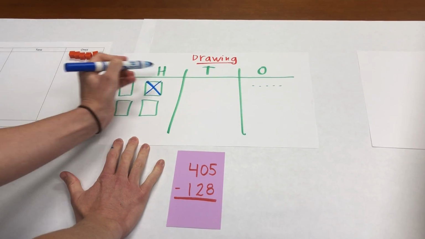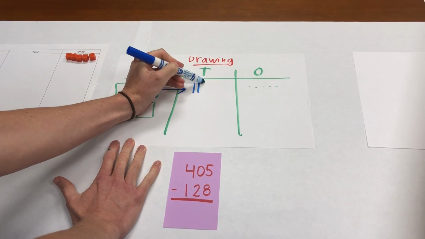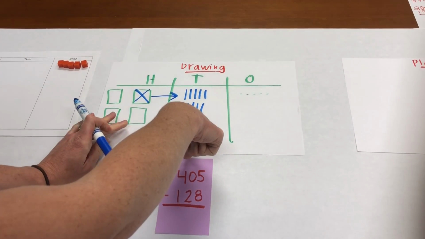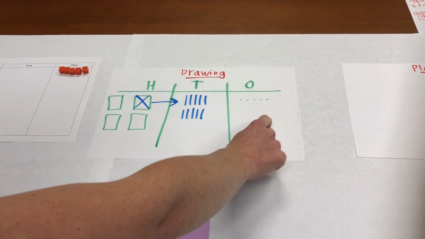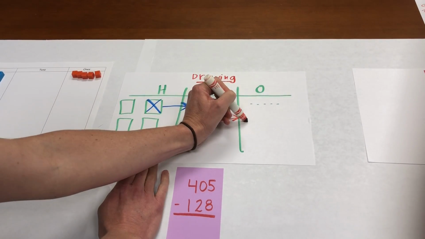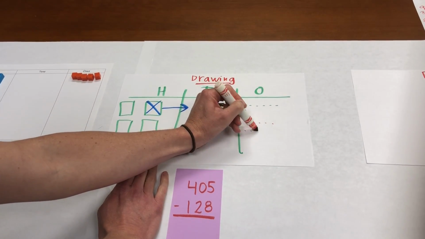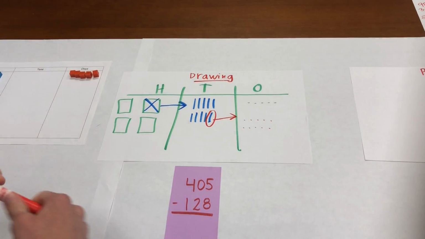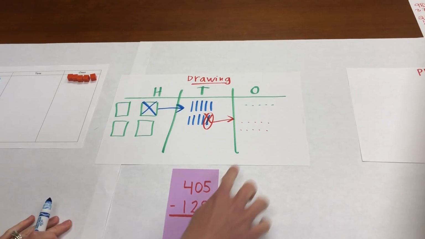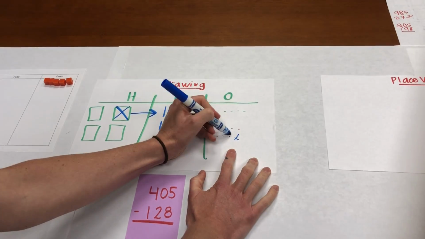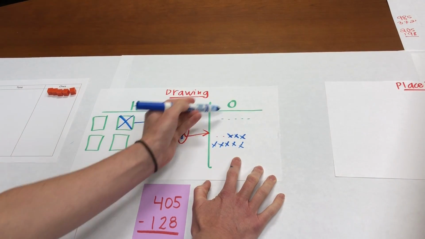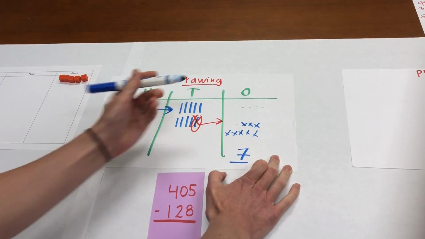I'm going to take away 100 and exchange it for 10 tens. I've got 10 tens. I still haven't remedied the problem that's in the ones place, so I'm going to take away a 10 and exchange it in for 10 additional ones. And so now I'm actually able to do the subtracting. I need to take away 8 ones. I am left with a total of 7 ones.